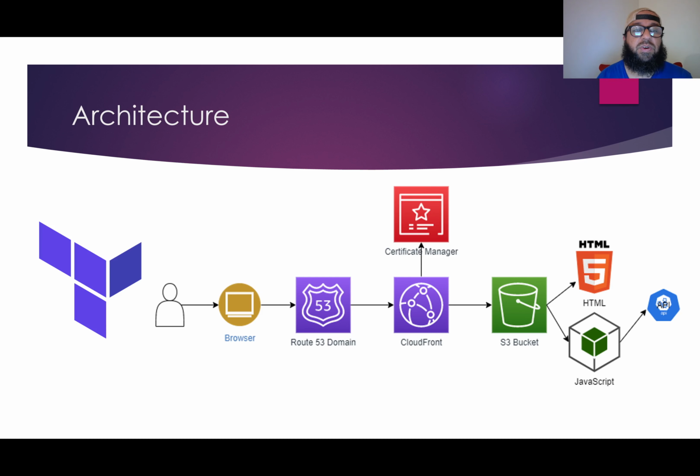Let's go over the infrastructure. As usual, it's the same that we did last time. The user is going to be interacting with the browser. They're going to be typing in a Route 53 domain within their browser window. CloudFront is going to be fronting an S3 bucket, and this S3 bucket is where all the static site content is going to be hosted.